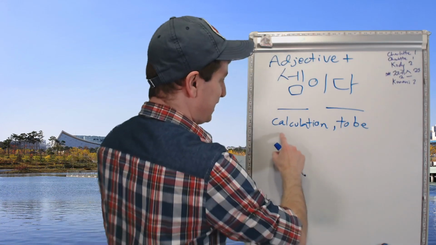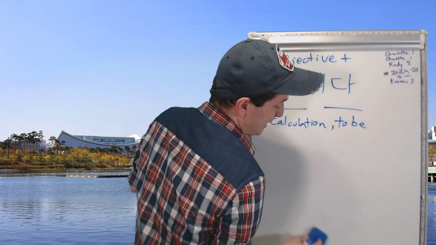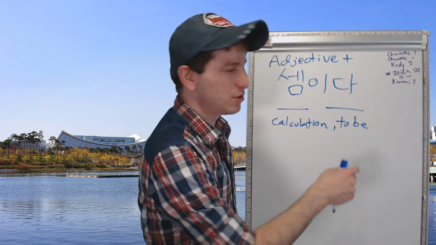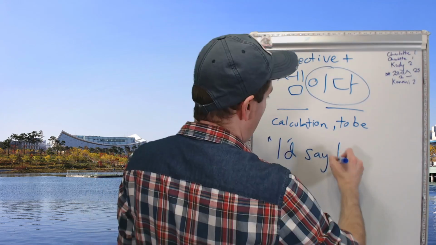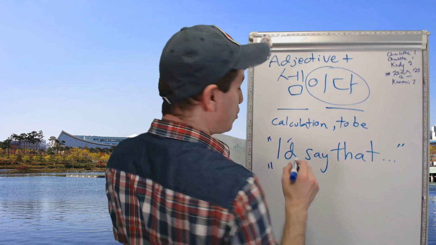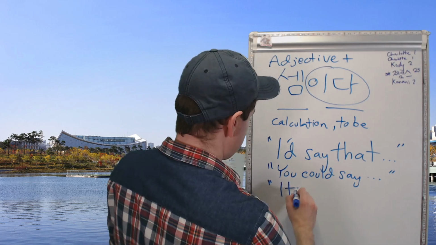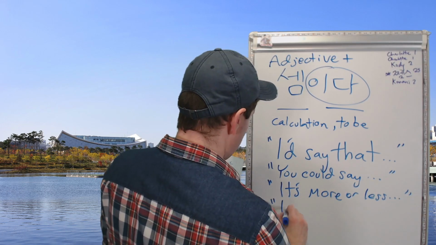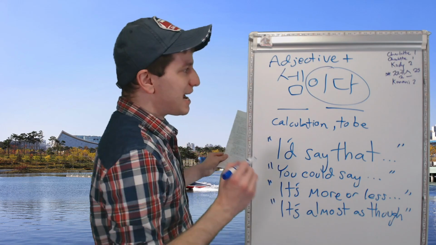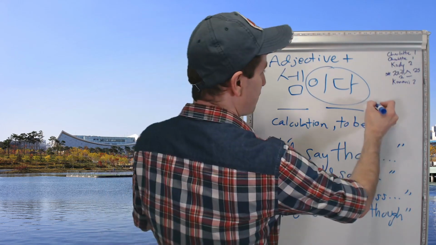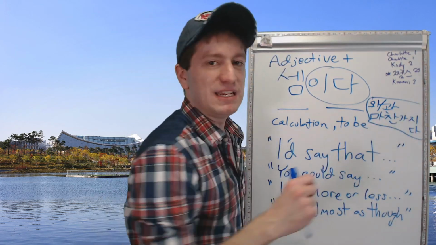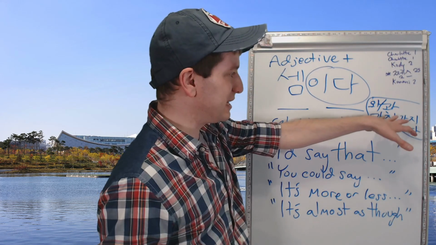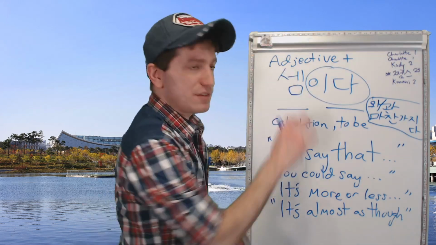셈이다. So literally, it is the calculation that, and now this 이다 at the end will be conjugated however you want. So this could be 이지, 이에요, 이죠. This is more like, I would say that, or you could say that, or it's more or less that, or it's almost as though. This has a similar meaning to saying something 와 or 과 마찬가지다. 마찬가지 means the same thing. So literally it is the same thing as something. This form means the same thing.